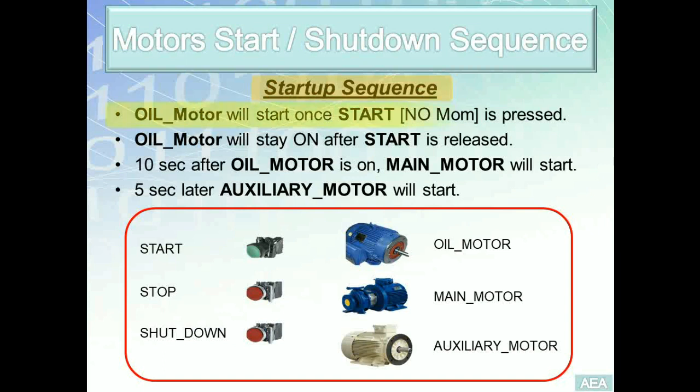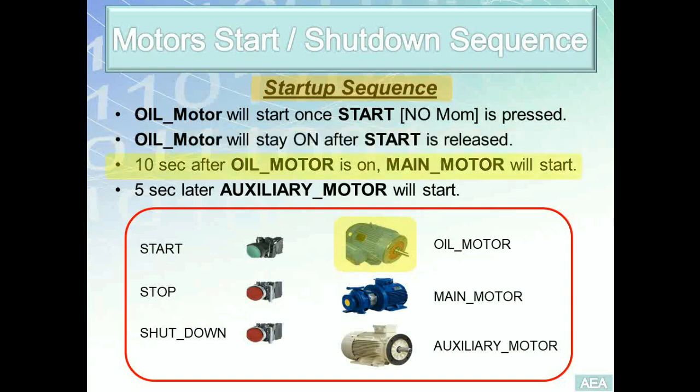The first requirement says the oil motor will start once start, which is a normally open push button switch, is pressed. So pressing the start will get the oil motor to be on right away. I will be using the highlighting just to denote that I'm pressing a switch or a motor is actually on right now. That's the first requirement. Going to number 2, the oil motor needs to remain on even after the start is released. So start is a normally open push button switch. Eventually we will let go, and the oil motor has to remain on. The logic will take care of this.